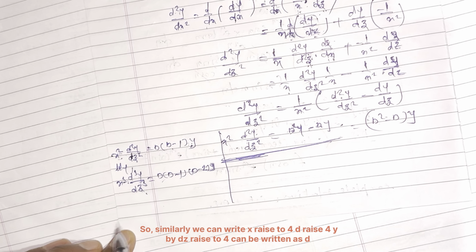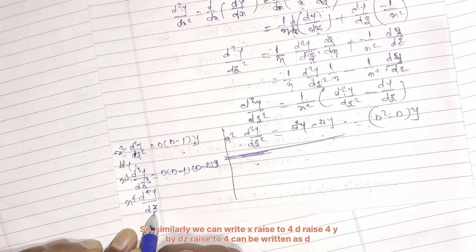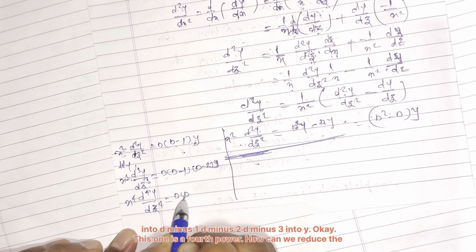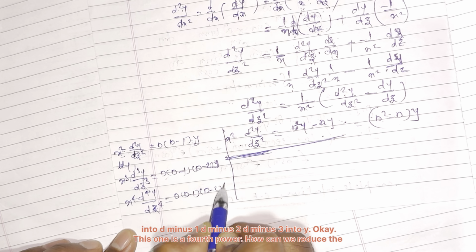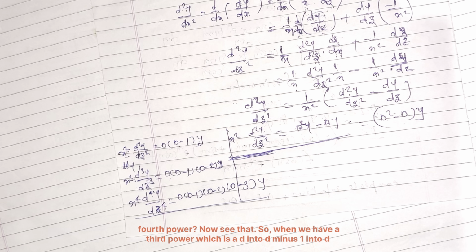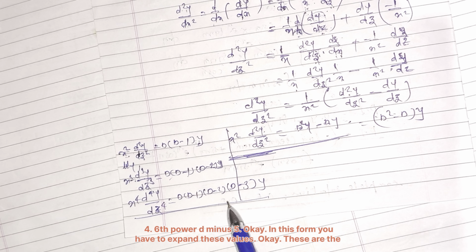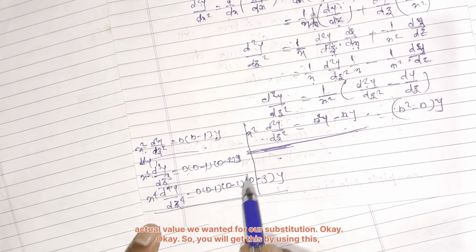Similarly, we can write x raised to 4 d raised to 4 y by dx raised to 4 as D into D minus 1, D minus 2, D minus 3 into y. This one is the fourth power. How can we reduce the fourth power? When we have the third power, which is D into D minus 1 into D minus 2, then for the fourth power we add D minus 3. When you have the fifth power, add D minus 4, sixth power D minus 5. In this form you have to expand these values. These are the actual values we wanted for our substitution.